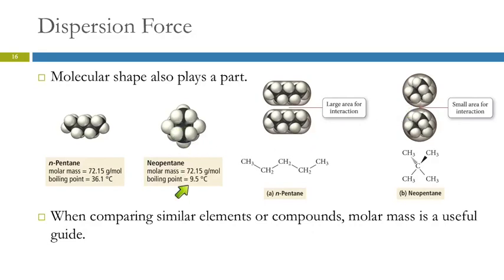And we see that neopentane has a boiling point of 9.5 degrees Celsius, and pentane 36.1 degrees Celsius. Their molar masses are the same. The difference is the shape of the molecule. So if we're looking at similar elements or compounds, molar mass is useful, but molecular shape also plays a part. Here we've got the same molar mass, and so we can look at the contribution of shape. Any questions?